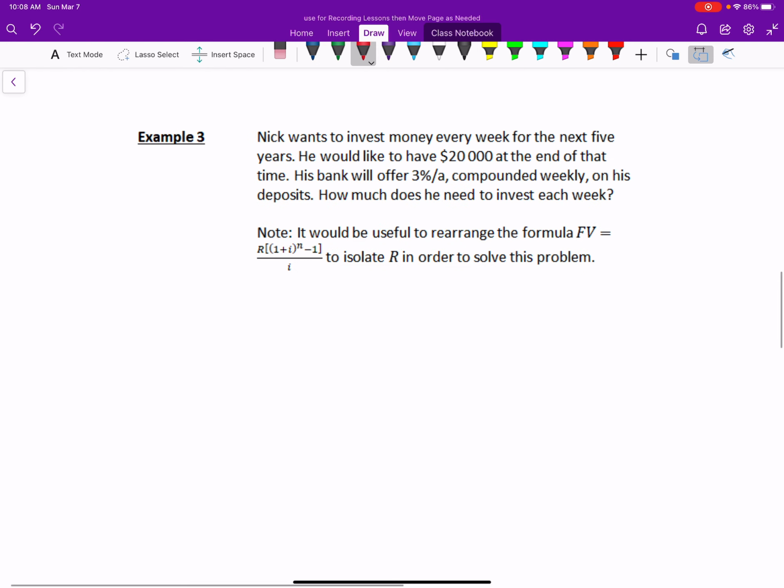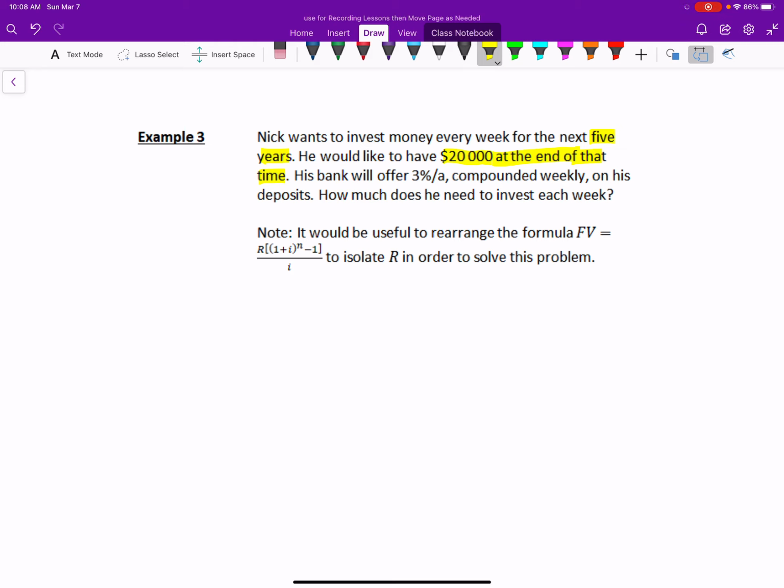Here's another example. We're just going to change things around a little bit. We're going to take the formula and solve for a different thing. We're going to solve for R. Nick wants to invest money every week for the next 5 years. He'd like to have $20,000 at the end of this time. So, in other words, he's thinking ahead. Maybe he wants to go to university. Maybe he wants to buy a car. Who knows? But he knows he would like to have $20,000 at the end of 5 years.